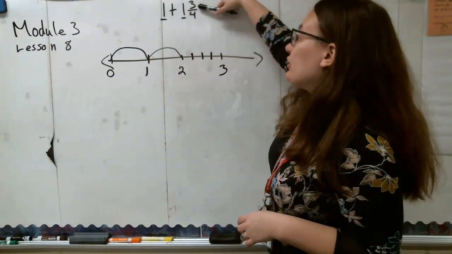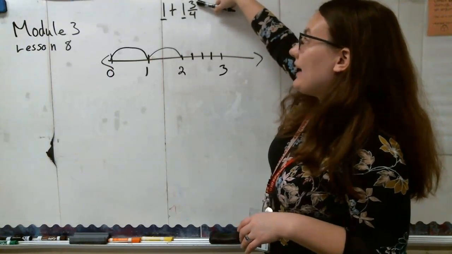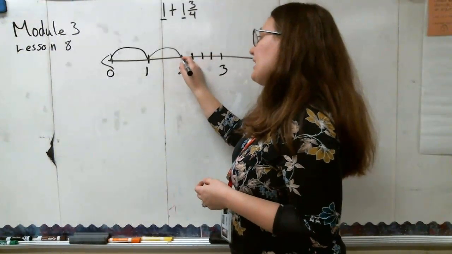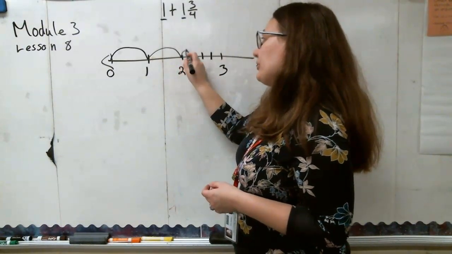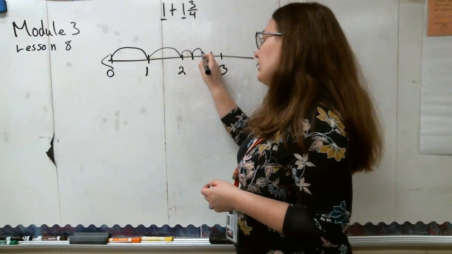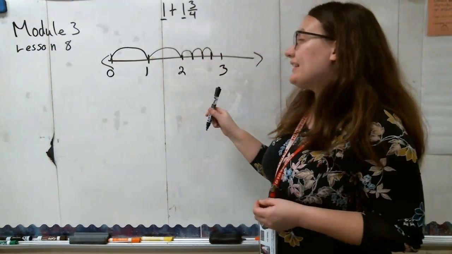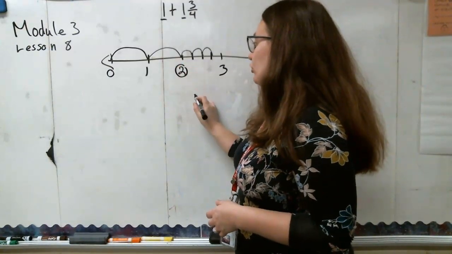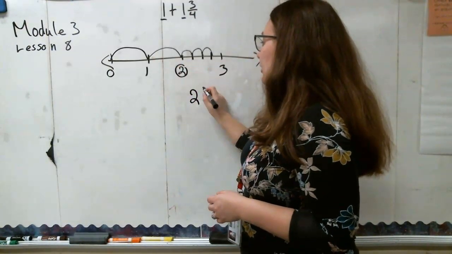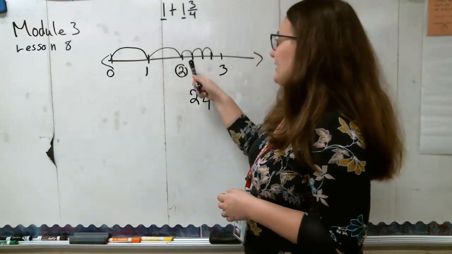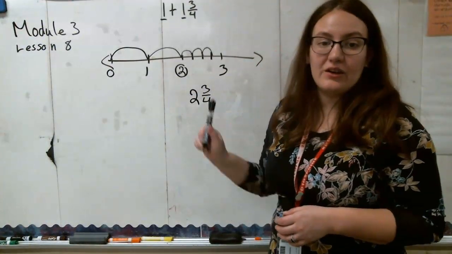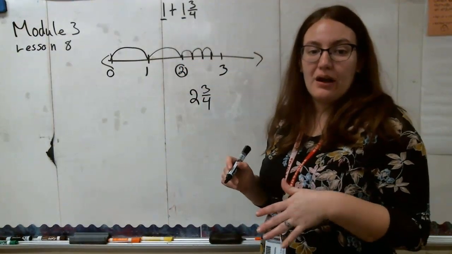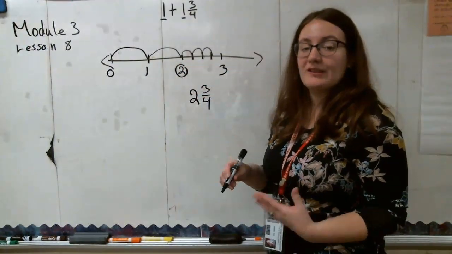Now I have to hop ahead 3 spaces because I am adding 3/4. So starting here at the 2, I'm going to go over 1, 2, 3. This lets me know that my answer is going to be 2 and 3/4, since this is 1, 2, 3 spaces forward in that little section. So my final answer for this problem is 2 and 3/4.